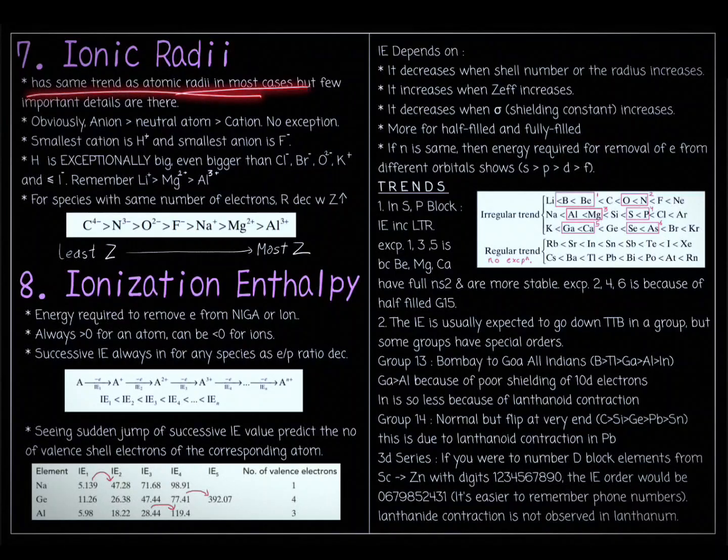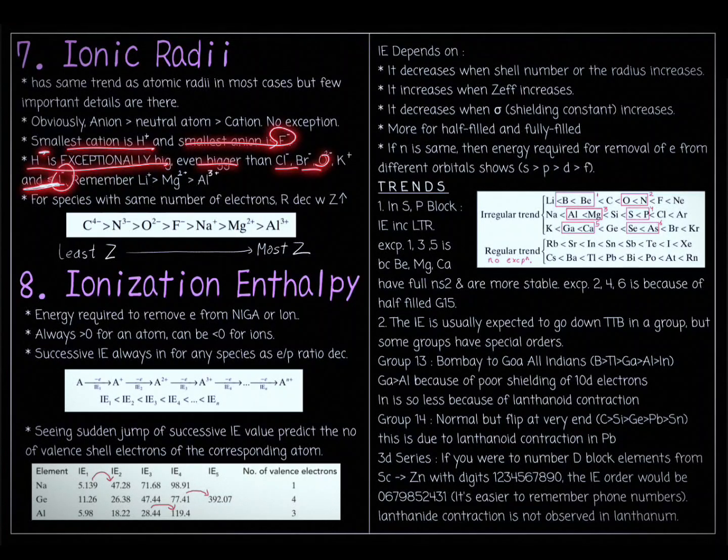It has the same trend as atomic radii in most cases, but I'll tell you some important details. Anion is always bigger than neutral atom, which is bigger than cation, and this has no exceptions. The smallest cation is H plus and the smallest anion is F minus, and H minus is exceptionally big, even bigger than Cl minus, Br minus, O2 minus, K plus, and it is only smaller than I minus. And remember that Li plus is greater than Mg2 plus, greater than Al3 plus.